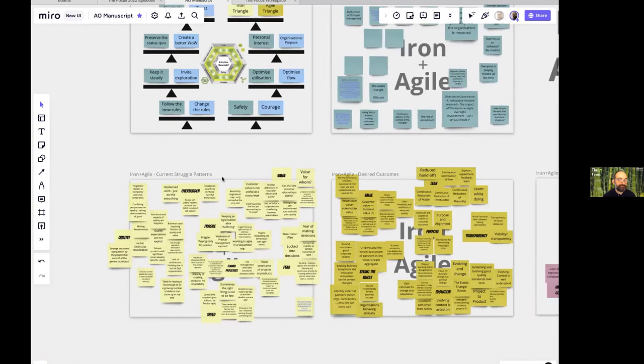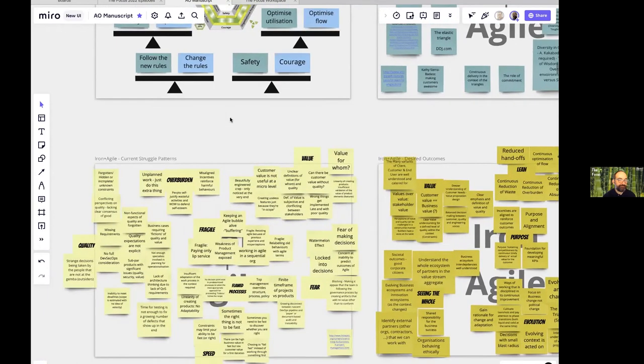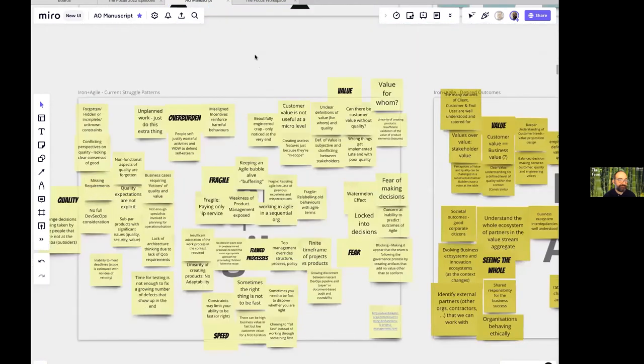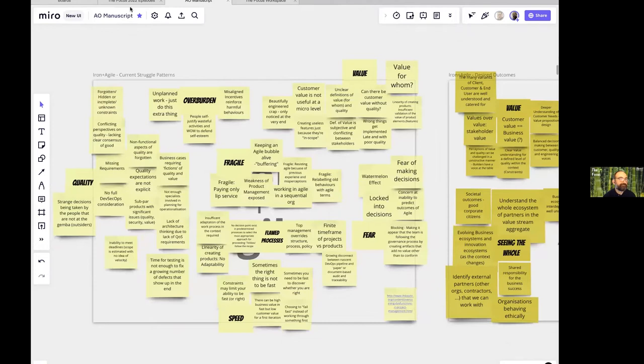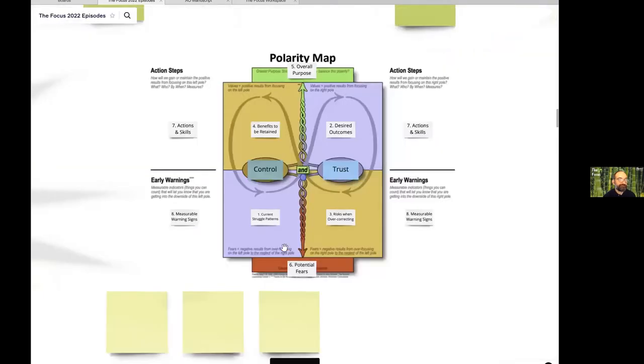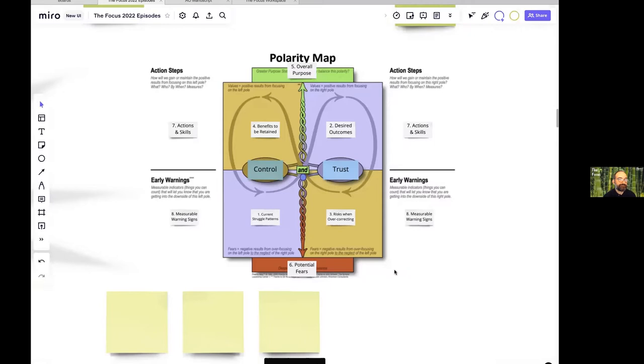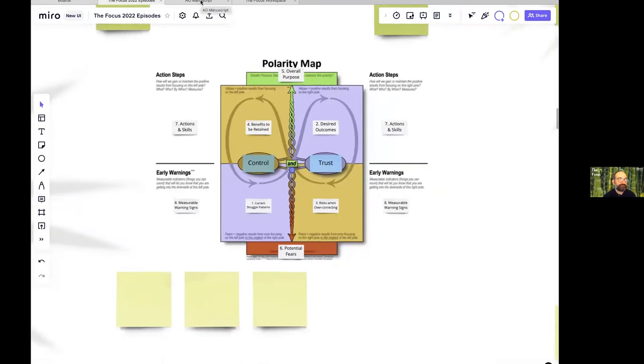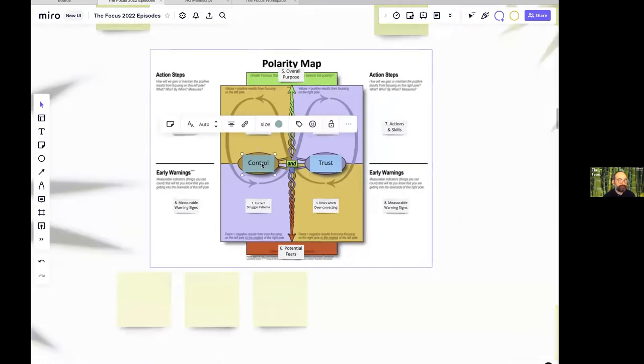Thank you. So moving on to looking into the struggle patterns. Now, if you remember going back to that picture of the polarity map, we're starting at the bottom left and we'll go to the top right. I notice it says control and trust, but imagine you've got the iron triangle on the left and the agile triangle on the right.